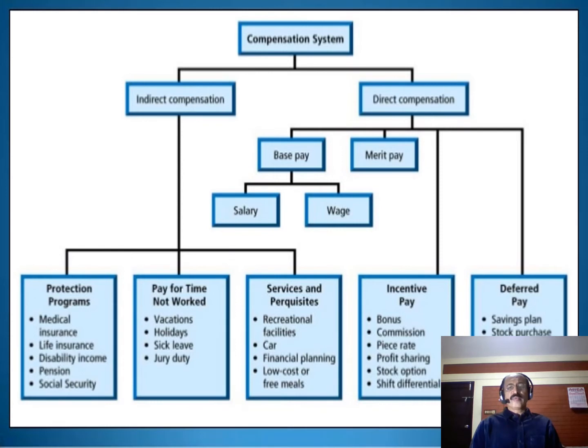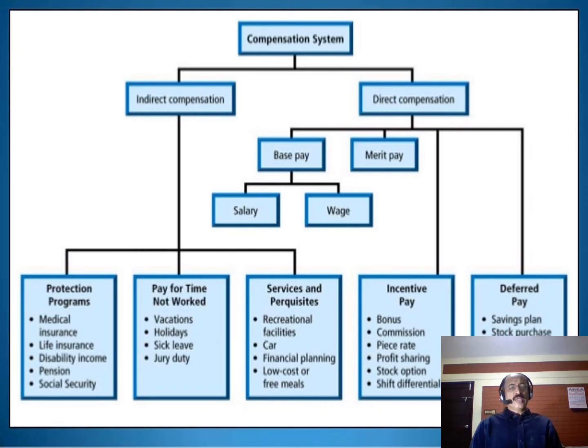Then under direct compensation, you may have bonus, commission based on incentives, like bonus, commission, piece rate, profit sharing, stock option. I will be talking about all those things as we proceed in the next slide. And in deferred compensation, there can be a savings plan, or maybe a provident fund. All those things are deferred. They may not get it right now, but they would when they retire. Similarly, gratuity is there. All these things are given when they retire.